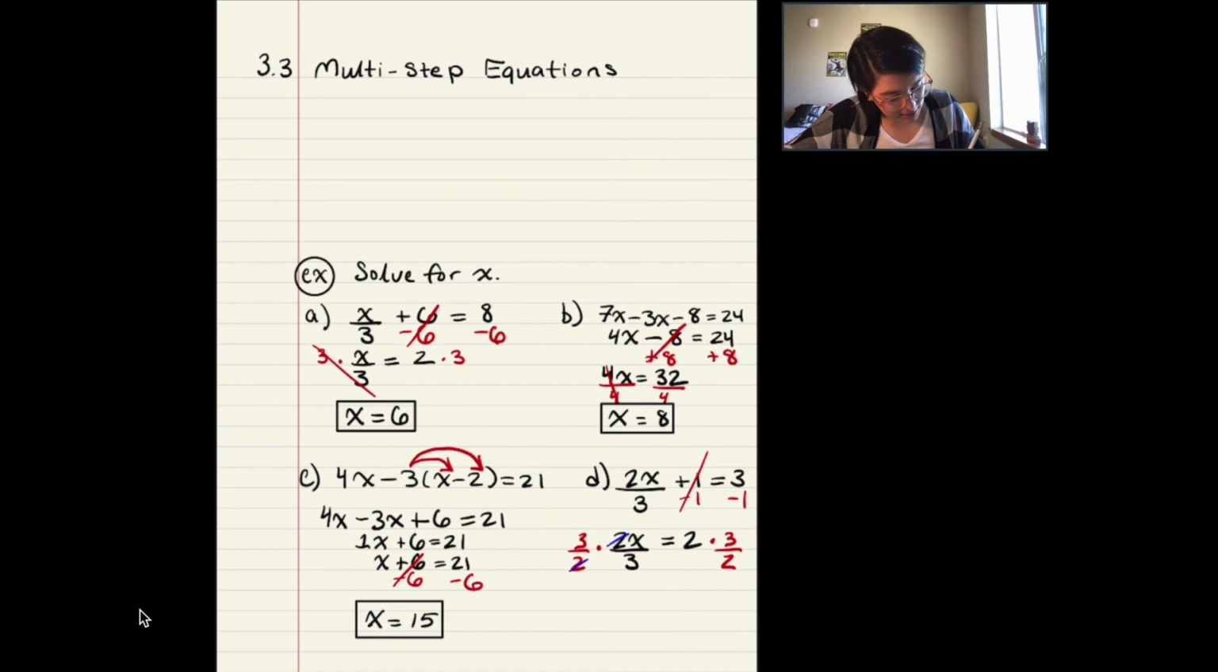So our 2's cancel, our 3's cancel, we just have x left over, and then we have, technically this is 2 over 1 times 3 over 2, and you can notice that our 2's cancel here as well, since we have a 2 in the numerator and a 2 in the denominator, and then we're just left with 3 over 1, which we can just write as 3.